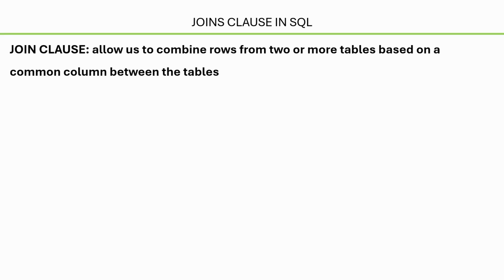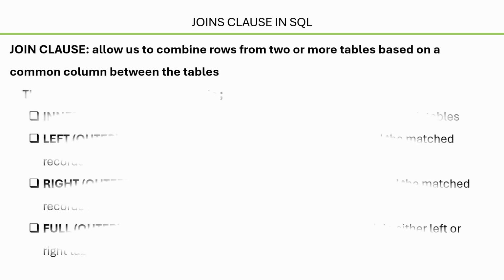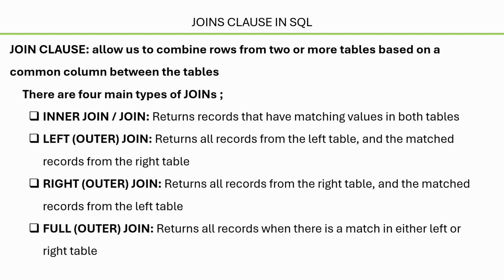Now, the join clause allows us to combine rows from two or more tables based on a common column between the tables. Now, we do have different types, but I want to talk about four main types at this particular level, right? So the first one is the inner join. So what does that do? It returns records that have matching values in both tables.